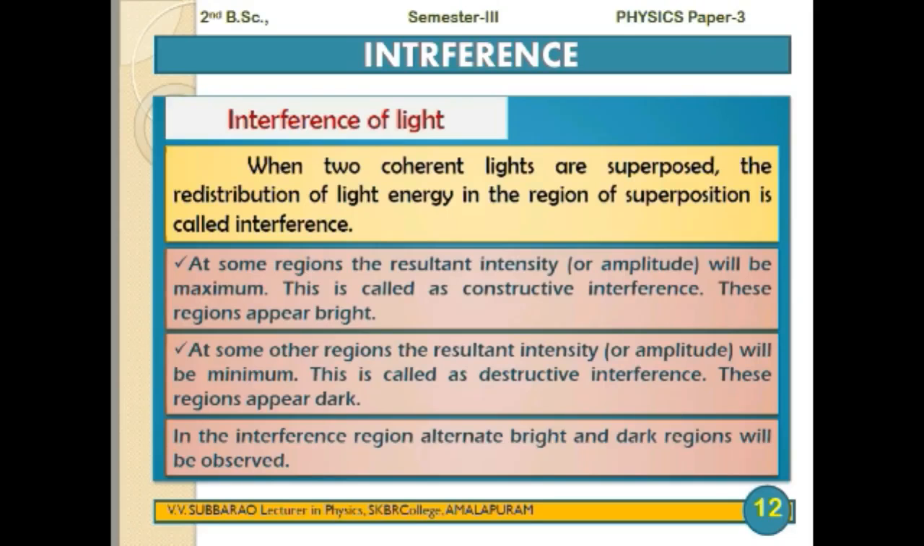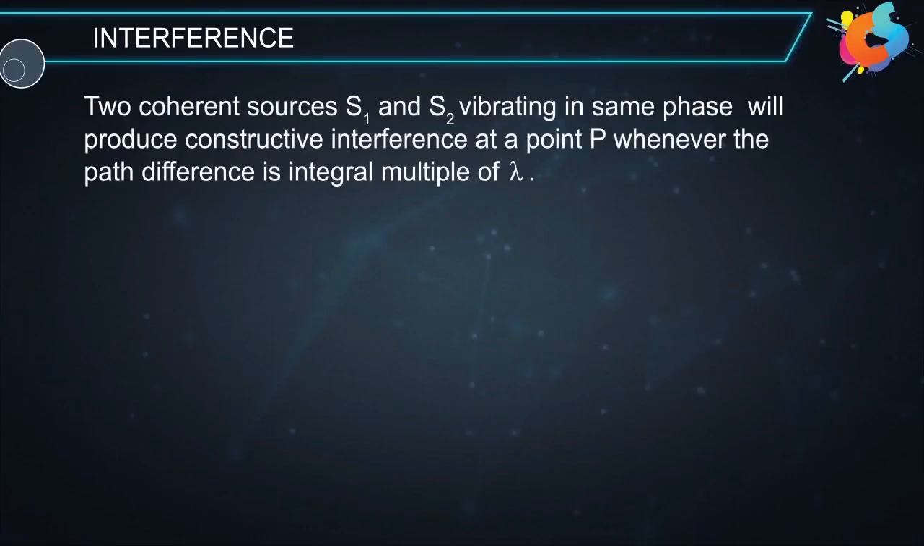Interference of light. From the previous discussion, we can observe that the interference of light is the superposition of coherent lights, and at some regions the intensity will be maximum. It is called constructive interference and the region appears bright, and at some other regions the destructive interference takes place and the regions appear dark. In the interference region, alternate bright and dark fringes will be observed.